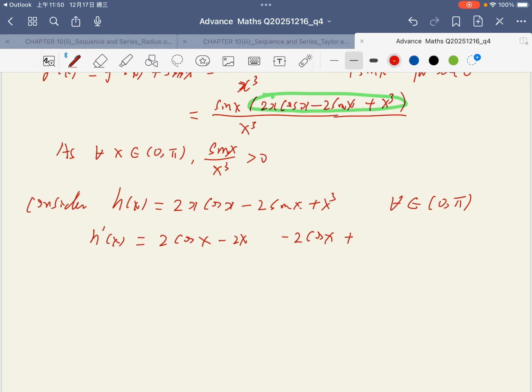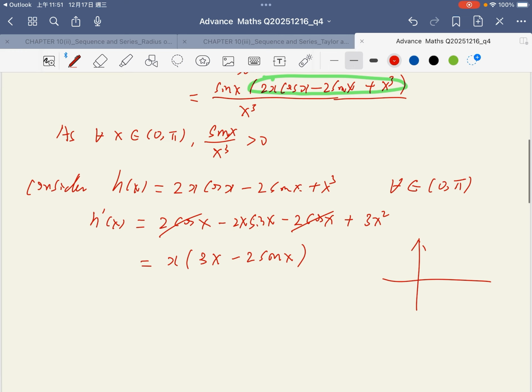Yeah, 2 sine x. And then plus 3 times x squared. And these two cancel. And factorize the x outside the denominator. And that is x, 3x minus 2 sine x.